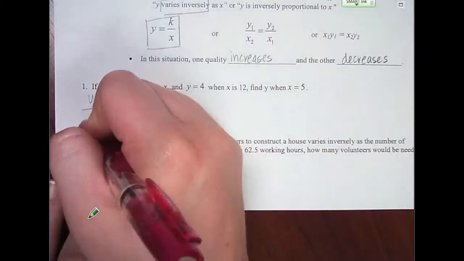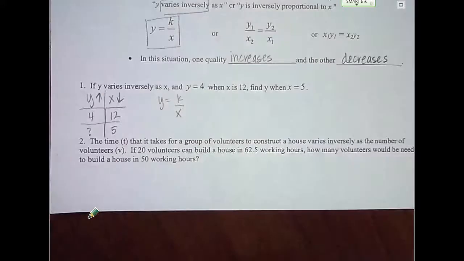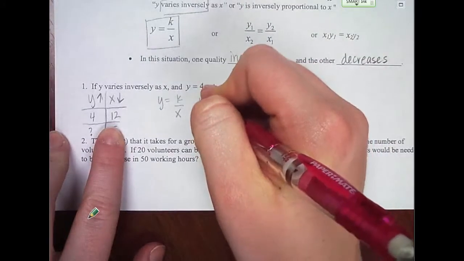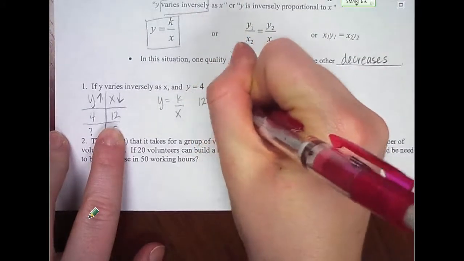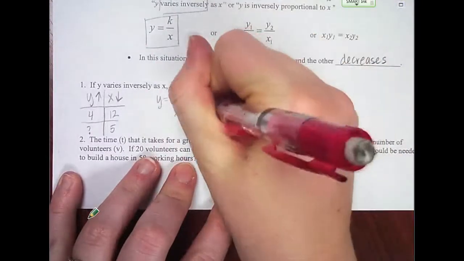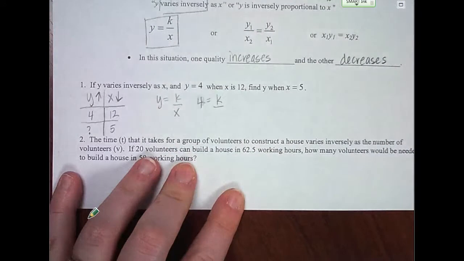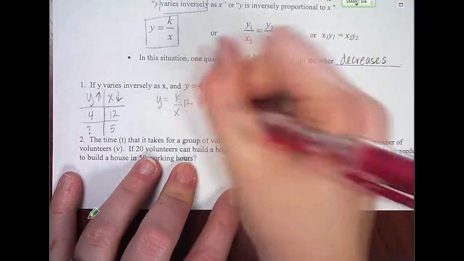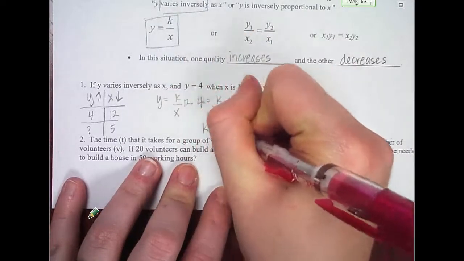So we're going to find y when x equals 5. So let's plug in what we do know. We know the 4 and the 12, so y equals k over x. We don't know k, and y equals 4, and x equals 12. So to solve for k, we're going to multiply both sides by 12. So k equals 48.